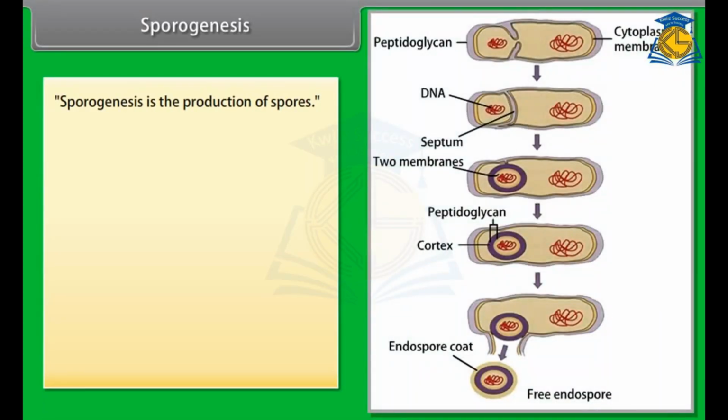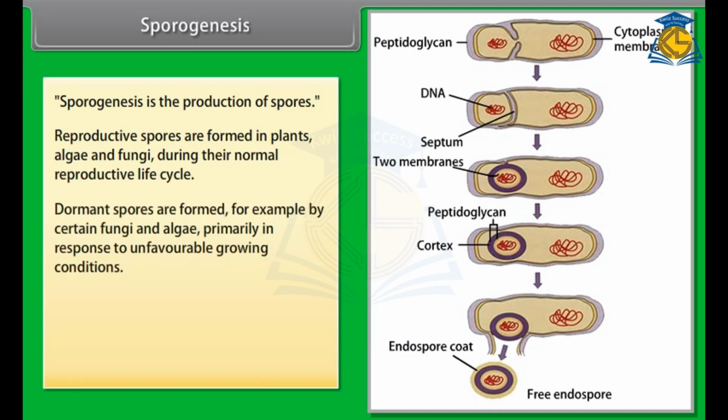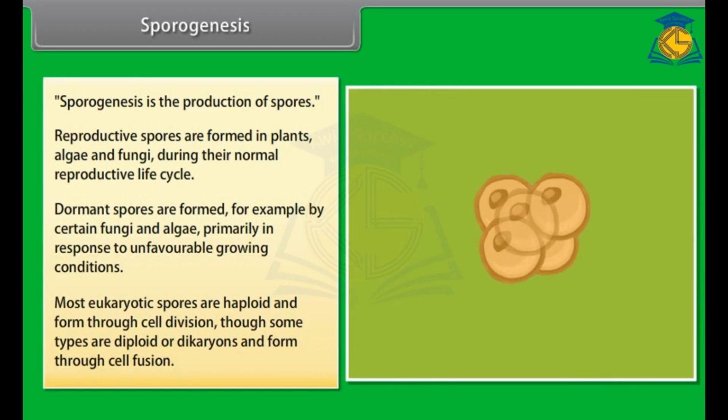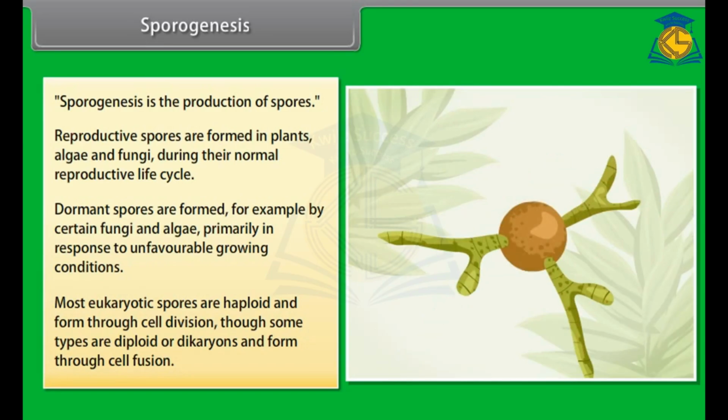Sporogenesis. Sporogenesis is the production of spores. Reproductive spores are formed in plants, algae and fungi during their normal reproductive life cycle. Dormant spores are formed, for example, by certain fungi and algae, primarily in response to unfavorable growing conditions. Most eukaryotic spores are haploid and formed through cell division, though some types are diploid or dikaryons and formed through cell fusion.